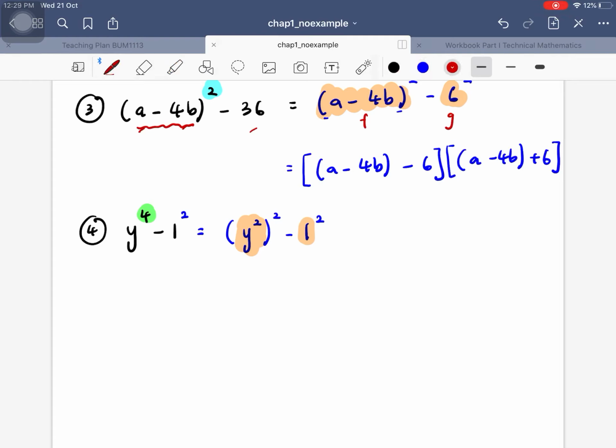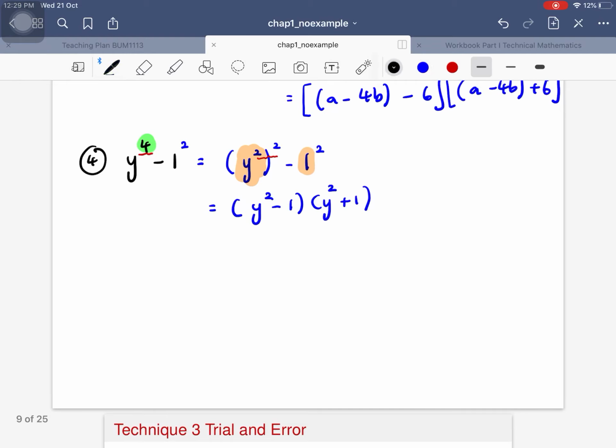So why is it going to be y to the power of 4? Because this is the same level. When it's the same level, you multiply them. 2 multiplied by 2, so that is how it becomes 4. So here I will end up with y squared minus 1 and y squared plus 1, or it's the other way around, it doesn't matter. So I will leave out a square right there. Okay, so that is going to be y to the power of 4 minus 1.